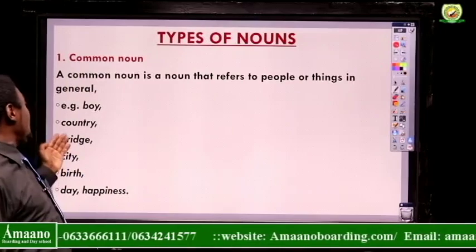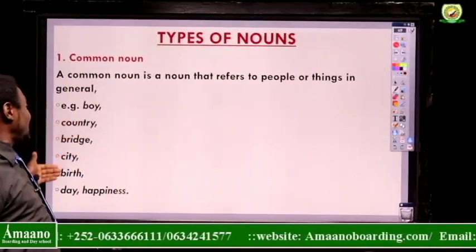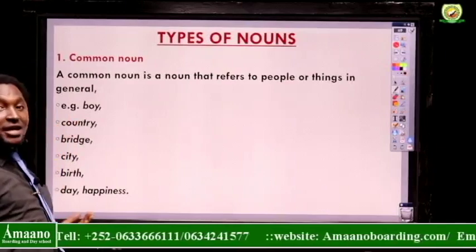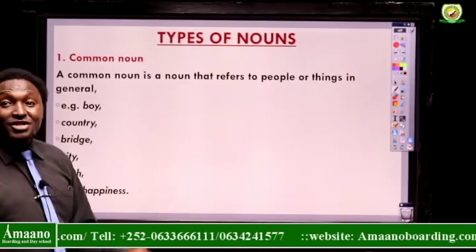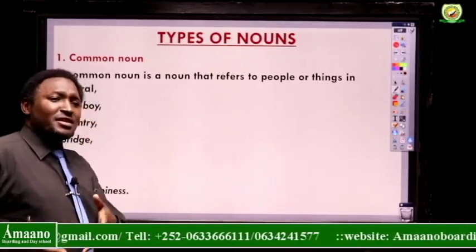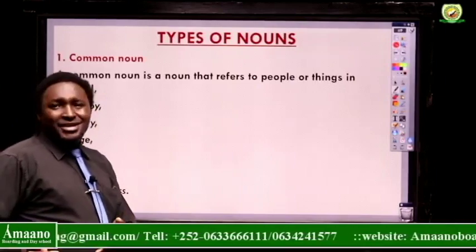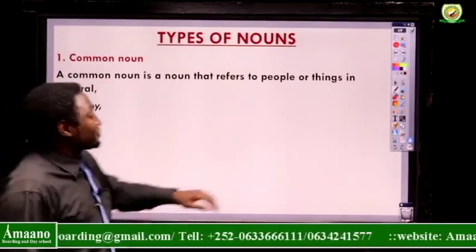So, for example, boy, country, bridge, city, birth, day, happiness. So you can say country. Country is a noun. But Somaliland or USA or Kenya, those are not common nouns, and I will explain why.